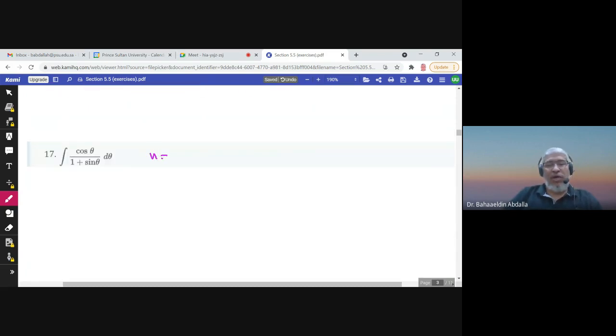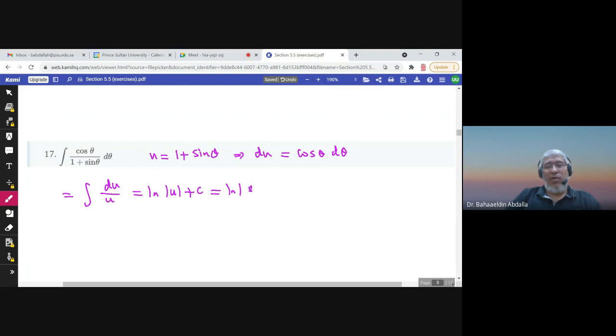I'll take u again, the denominator. So the derivative would be derivative of 1 is 0, derivative of sine is cosine. I have cosine theta d theta, so this would be du. 1 plus sine is u, so it would be ln absolute value of u plus c, or ln absolute value of 1 plus sine theta, since u is 1 plus sine theta, plus c.